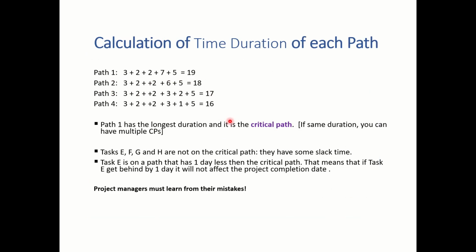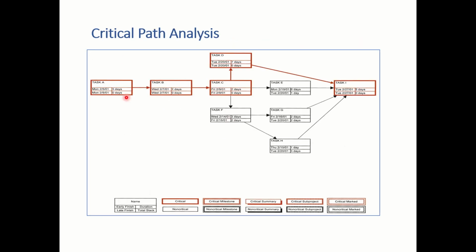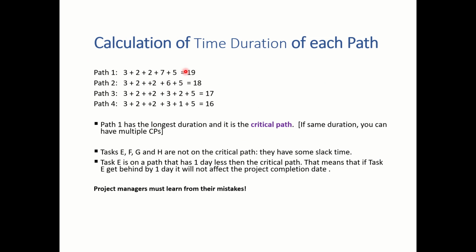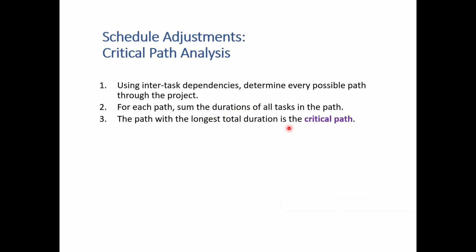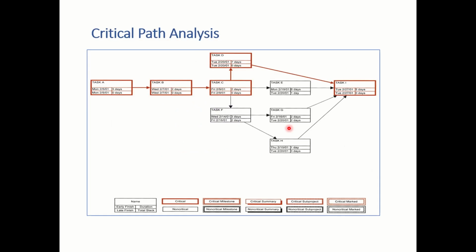So how will you calculate the duration? Say if we take this particular path which is in red, it is 3 plus 2 plus 2 plus 7 plus 5. We are taking the days. Like that, if we calculate, we will get the number of days required to complete each path. Path 1 has the longest duration, and that will be called the critical path. That is the critical path definition that we have seen: the path with the longest duration is called the critical path.